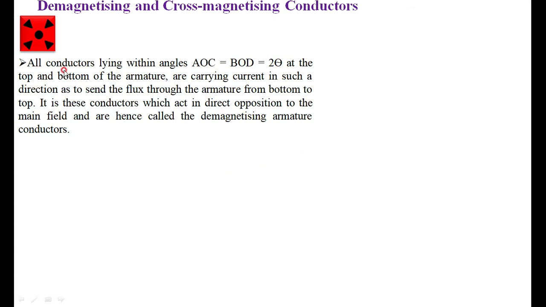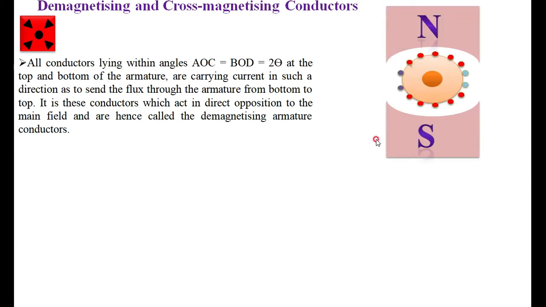All the conductors lying between AOC and BOD, I'll mark here, are the conductors contributing armature flux in such a direction that they are opposing the main flux. Therefore, these are the demagnetizing conductors, which contribute to the demagnetizing effect in the machine.